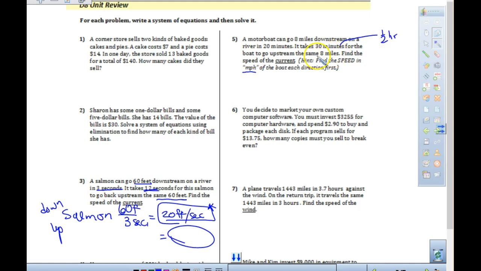And if we are looking at 20 minutes, what fraction of an hour is that? 20 minutes is 1/3 of an hour. Okay, because that makes a big difference when you're solving that.